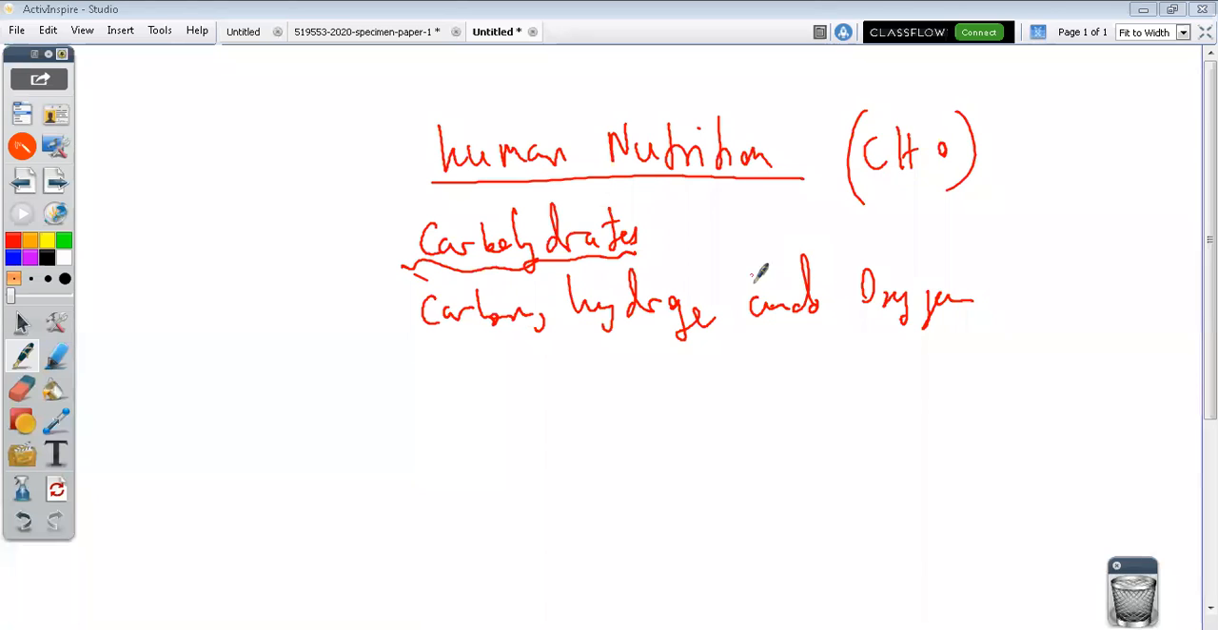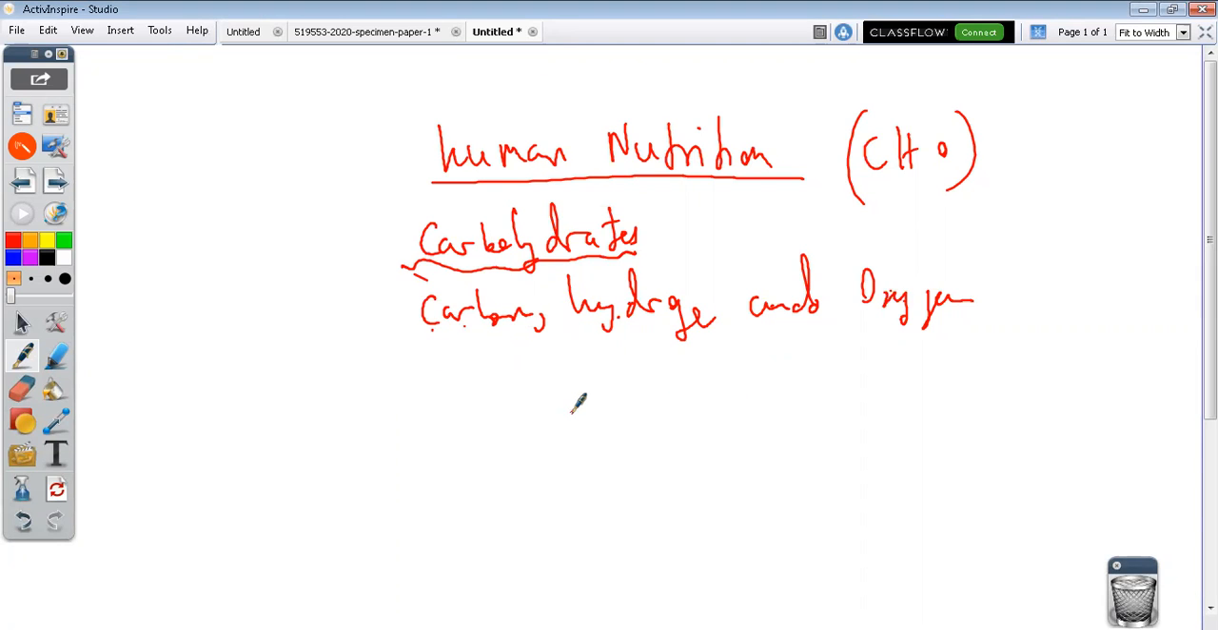So we're saying carbohydrates are made of carbon, hydrogen, and oxygen, CHO. What are the uses of carbohydrates? Is Ella in the lesson? She said the network is bad. Okay, we are recording. So carbon, hydrogen, and oxygen. Those are the three elements.